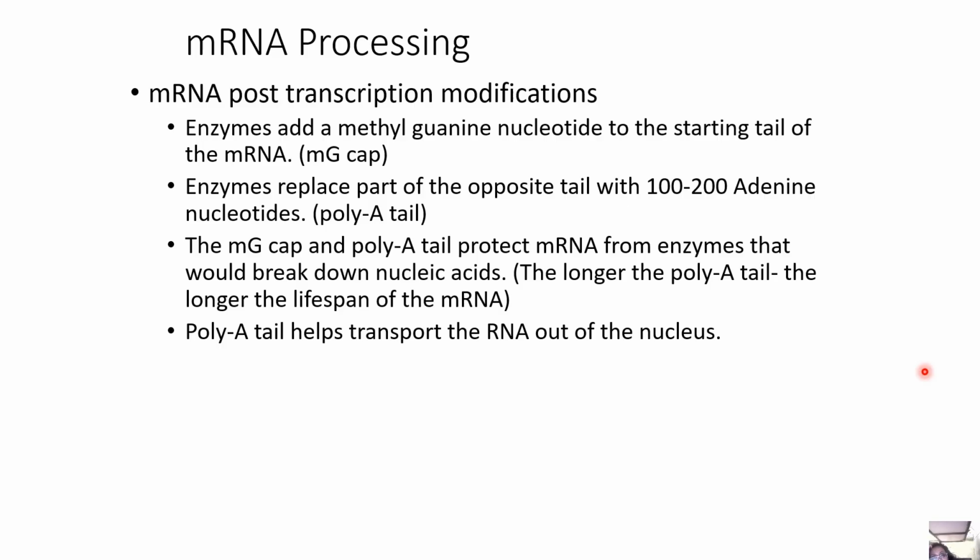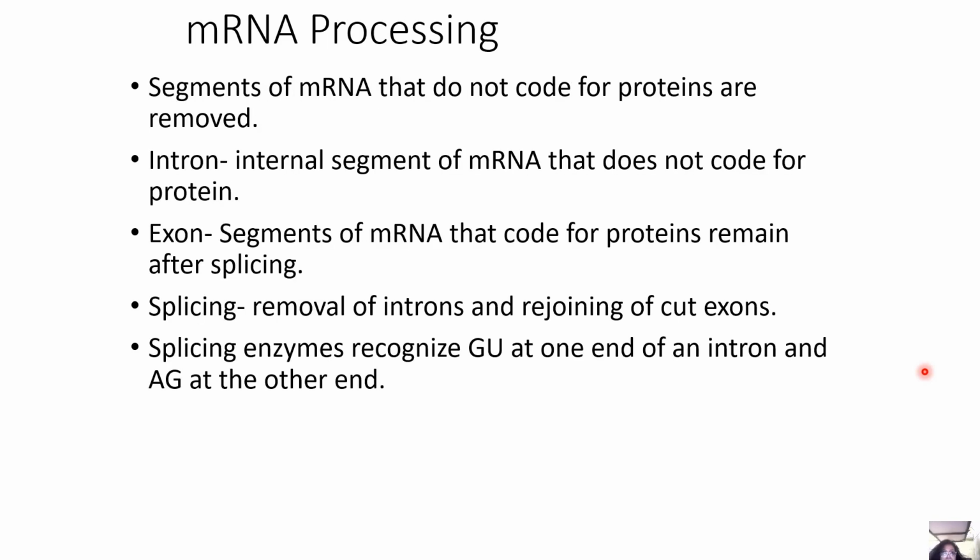mRNA post-transcription modifications: enzymes add a methyl group to the starting end of the mRNA, the G cap. Enzymes replace part of the tail with 100 to 200 adenyl nucleotides, the poly-A tail. The G cap and poly-A tail protect the mRNA from enzymes that would break down the nucleic acids. The poly-A tail helps transport the mRNA out of the nucleus.